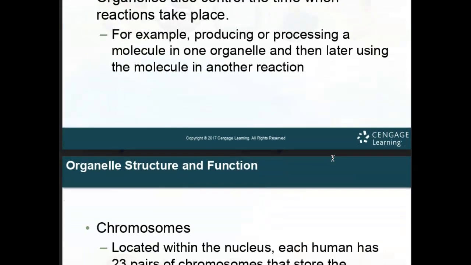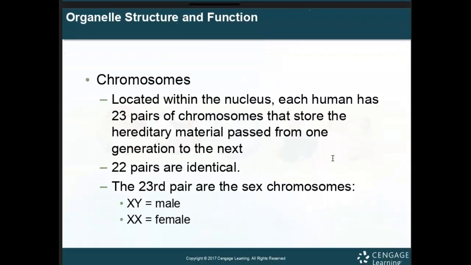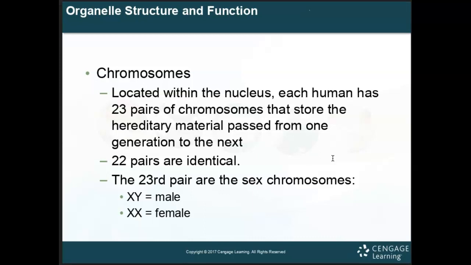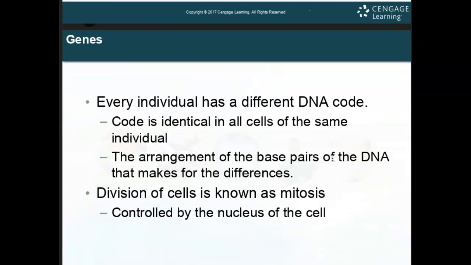This is really scientific information, and it's further explained in your textbook if you have additional questions, or you can reach out to me. Chromosomes are located within the nucleus, which is like the powerhouse of your cell. Each human has 23 pairs of chromosomes that store the hereditary material passed from one generation to the next. 22 pairs are identical. The 23rd pair are the sex chromosomes. XY equals male, and the double X equals female.